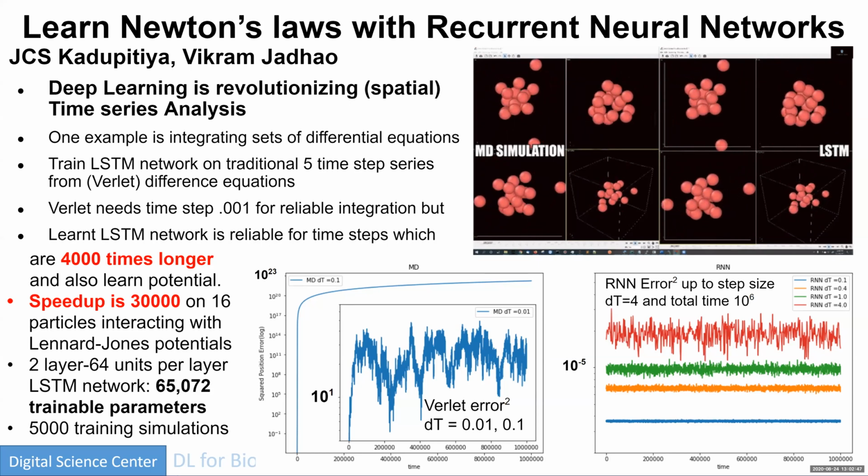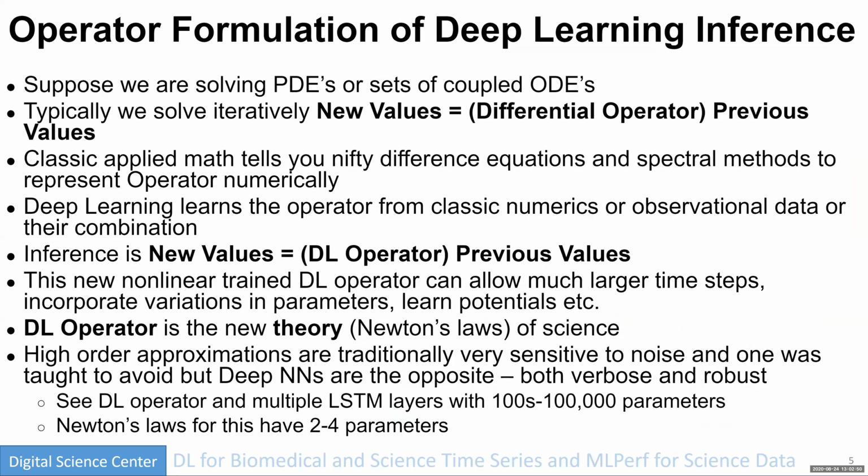All right, so now we're going to try to look at other operators. If you think of differential equations, coupled ODEs or PDEs, then the new values of the velocity and position are equal to an operator on the previous values. Applied math tells you the correct difference equations or spectral methods. However, deep learning gives you a different operator, but it's still an operator. In deep learning, you feed in the inputs and out pop the outputs, the predicted values. So it is an operator. That little neural net, or actually probably quite a large neural net, is an operator.